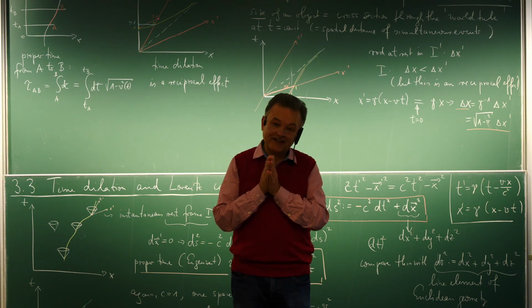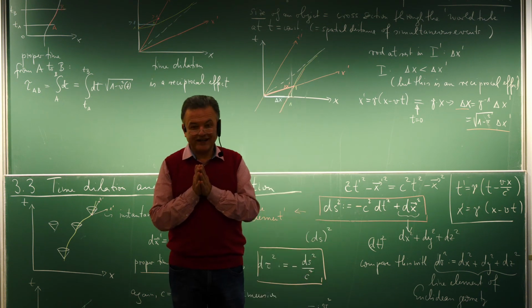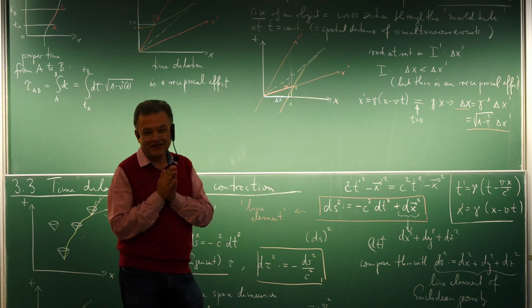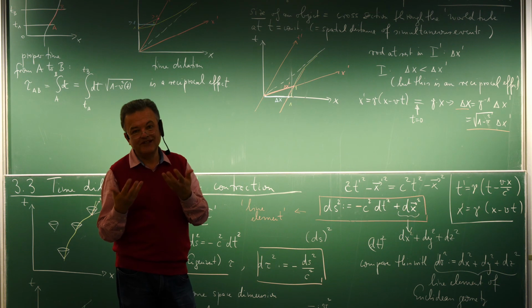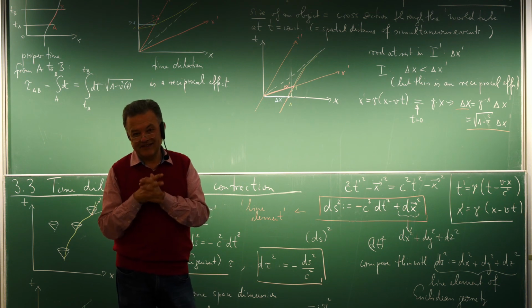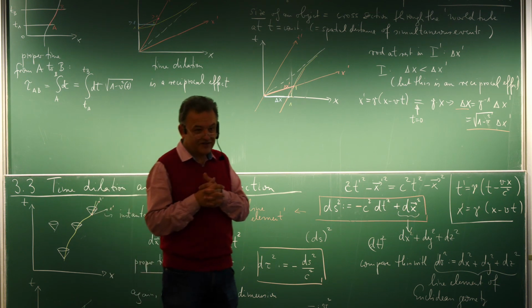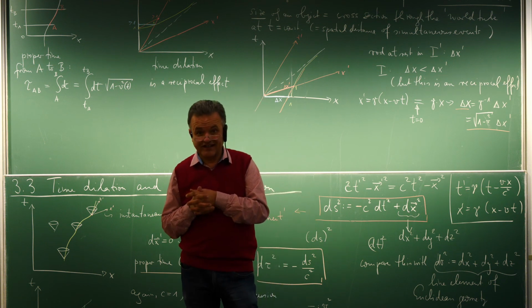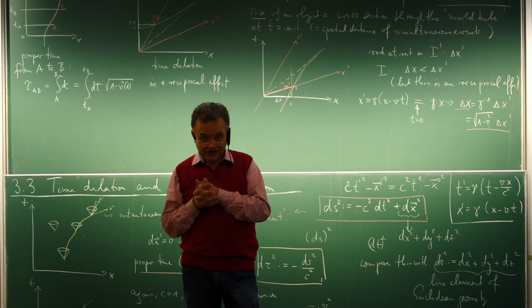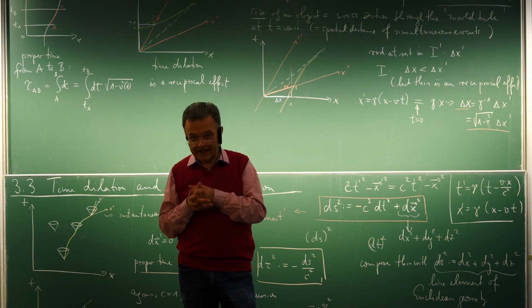So next time we have to liberate ourselves from this 1 plus 1 dimensional situation and from the pictures. We have to devise a formalism that gives us a machinery in 4 dimensions without relying on pictures. And this is the formalism of 4-vectors.